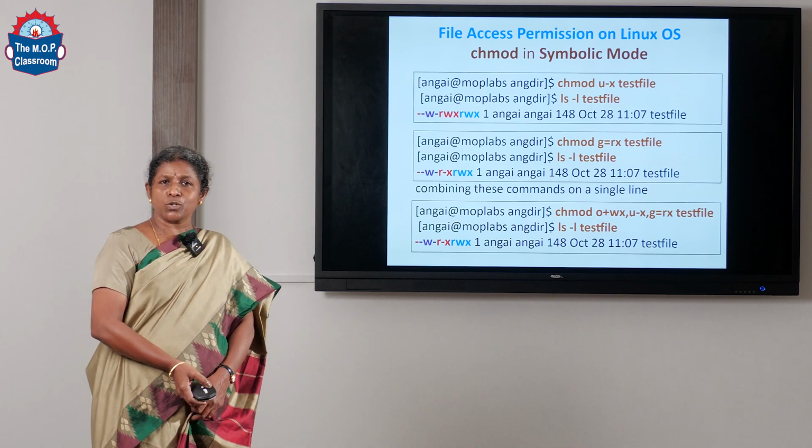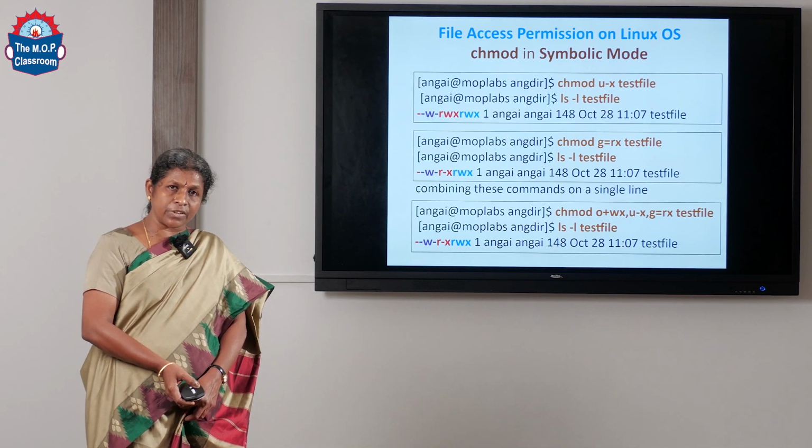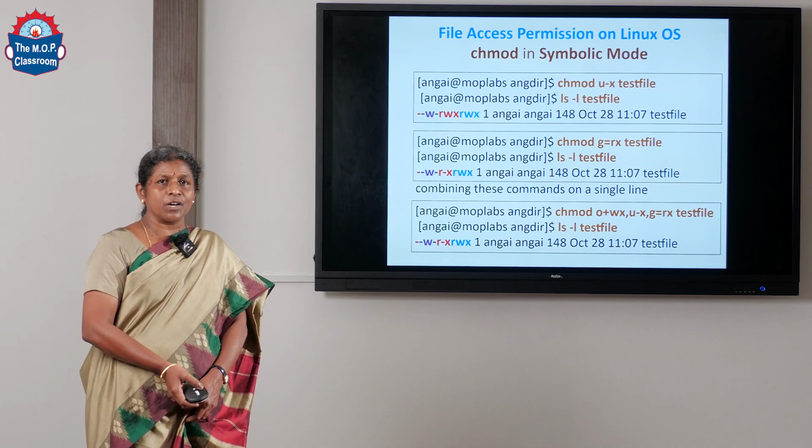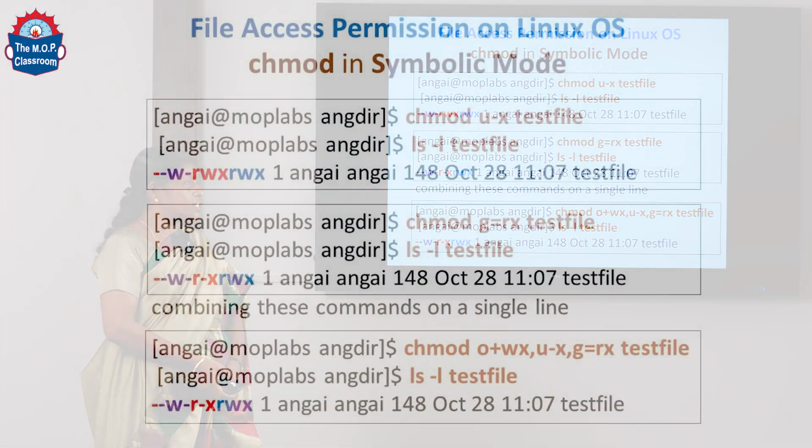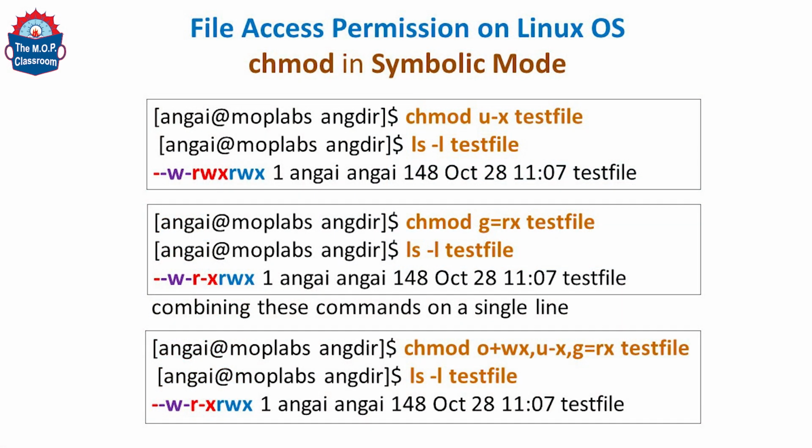The other option I told you about: we have seen an example for plus, we have seen an example for minus. Now, we are going to see how to use the equals symbol. So, chmod g equals rx, which means for the group I want to assign read and execute permission on which file? On test file. After that I want to check whether the attribute has been changed.